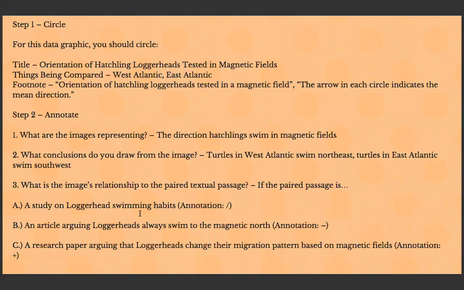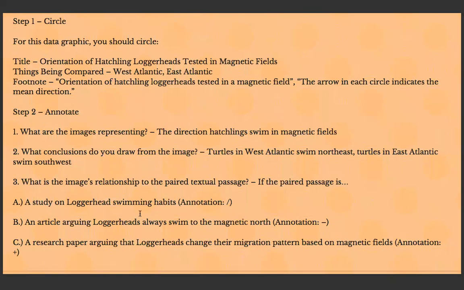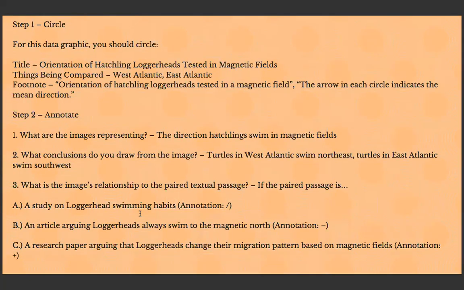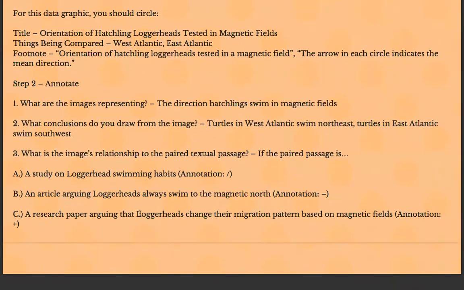If it's an article arguing loggerheads always swim to the magnetic north, well, that's completely a false statement, and it's disproven. It doesn't match. The table does not match. If it's a research paper arguing that loggerheads change their migration pattern based on the magnetic fields, then obviously it's a plus sign.